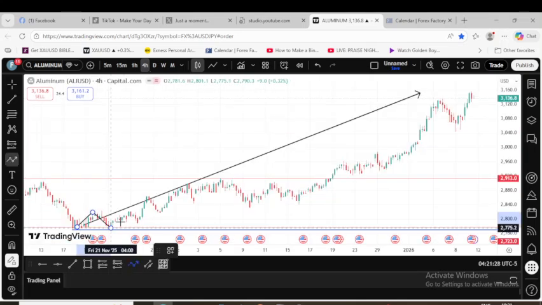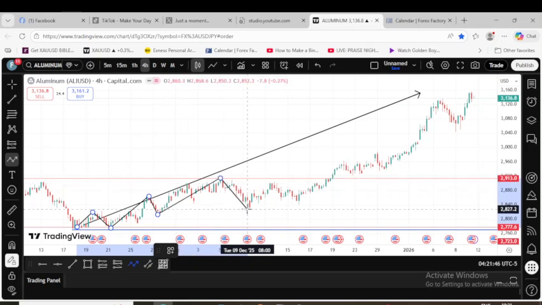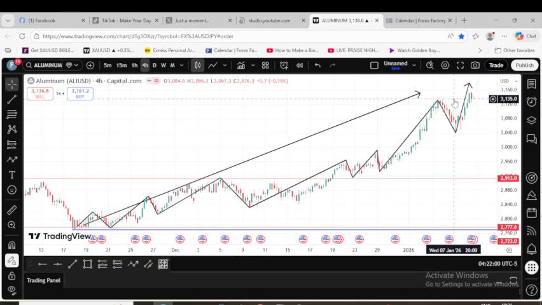Impulsive move here, correctional move, an impulsive move here, correctional move, an impulsive move. We have an impulsive move here, correctional move here, impulsive move here, correctional here, impulsive here, correctional here, impulsive here, correctional here, and then an impulsive move. So price is still currently in an impulsive move.